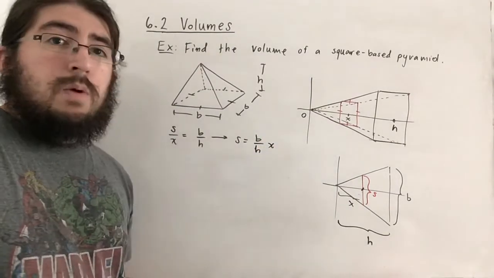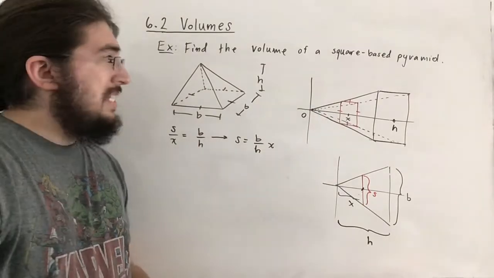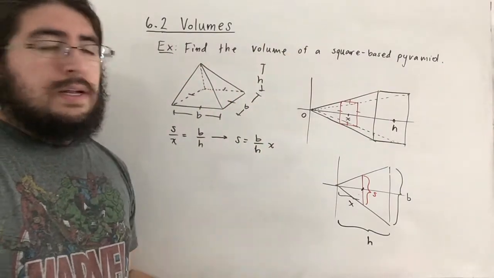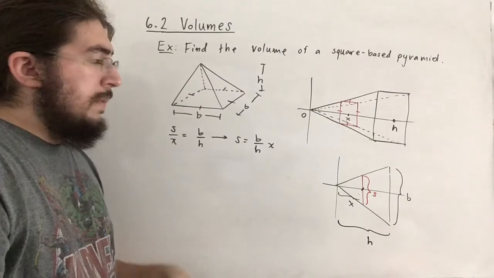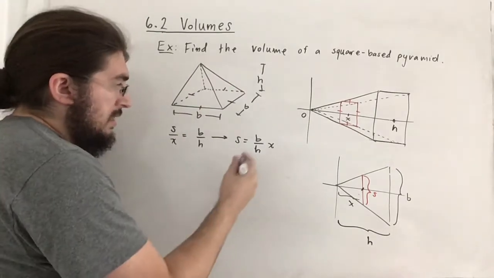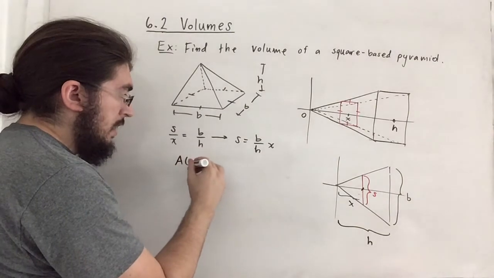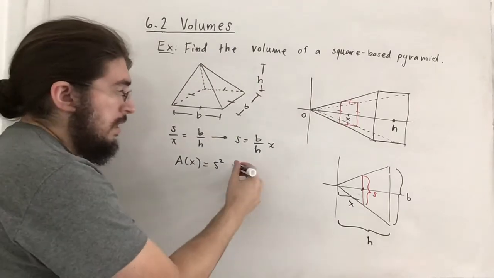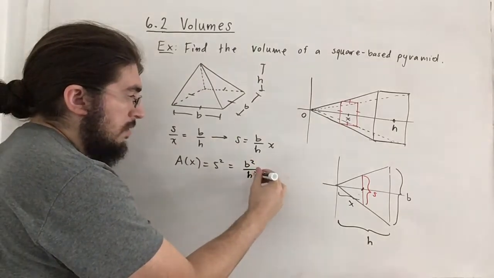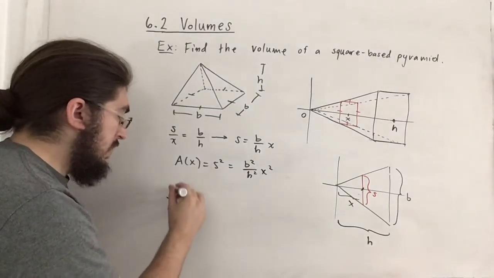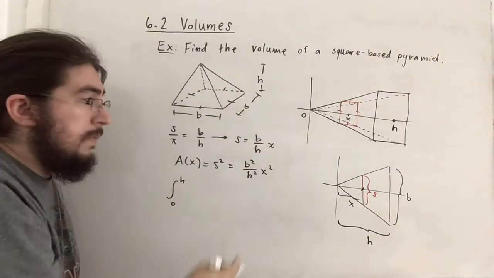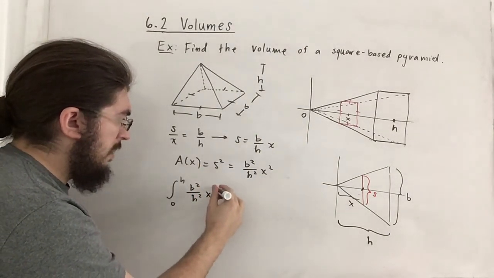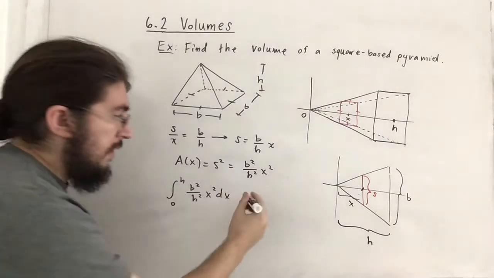Which is good because, again, we want the area of this square in terms of x, and B and H are the given constants, so that's fine. I mean, they're not given in the question, but that's what I call those dimensions of this square-based pyramid. So we're actually golden, believe it or not, because now we can say that the area A of x is just S squared, because the area is a square with side length S. That's what we're calling it. So notice that's just B squared over H squared times x squared. Now what we need to do is take the integral from 0 to H, those are our limits after all, of this area, B squared over H squared times x squared dx. And we can pull the B squared over H squared out.